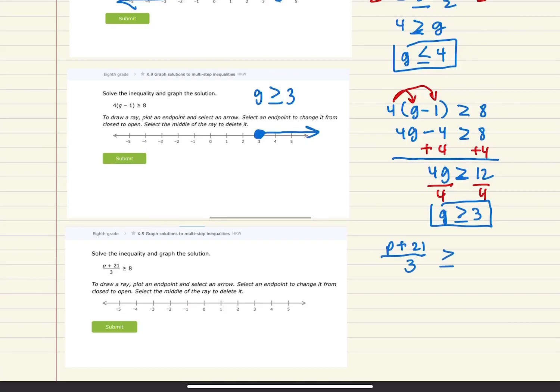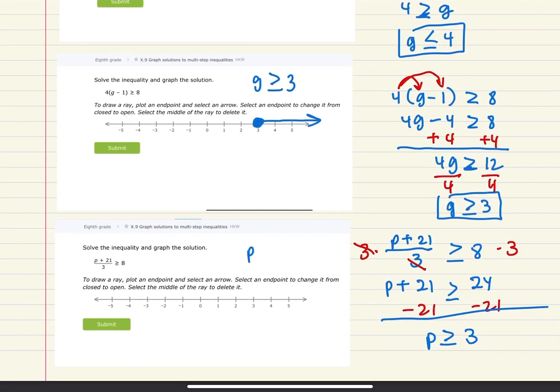Now here we have p plus 21 over 3. We want to get rid of this 3 from the denominator. Remember again that the fraction bar represents division. The opposite of division is multiplication. We are going to multiply both sides by 3, and this will cancel this denominator, because 3 over 3 is 1. So p plus 21 is greater than or equal to 24, because 8 times 3 is 24. And we're going to subtract 21 from both sides. And we get that p is greater than or equal to 3.